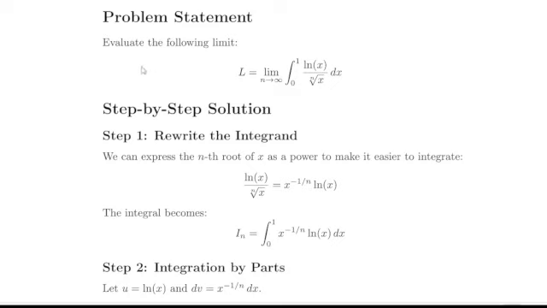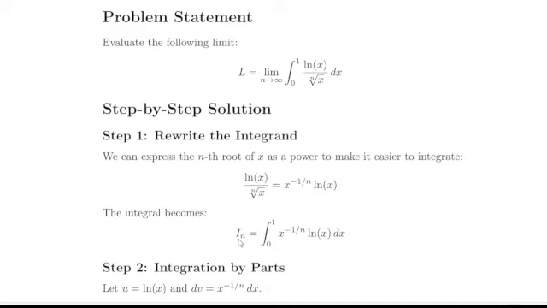In this video, you want to evaluate the following limit: the limit as n approaches infinity of the integral from 0 to 1 of ln of x over the nth root of x dx. Let's first rewrite the nth root of x as x to the negative 1 over n power times natural log x. So now we can focus on the integral.